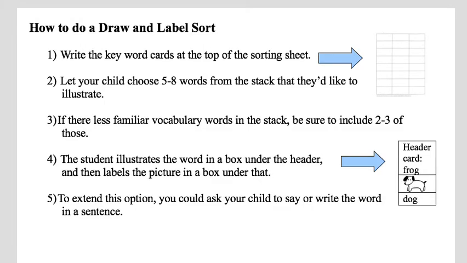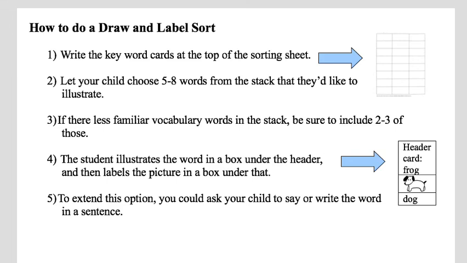In a draw and label sort, you will also use a sorting sheet template and write the keyword cards at the top of the sorting sheet. Help your child choose between 5 and 8 words from the stack that they would like to illustrate. I would recommend including at least 2 to 3 of less familiar vocabulary words from that stack as a way to help promote that child's learning of less familiar words. The rest of the words can be words that they are familiar with.